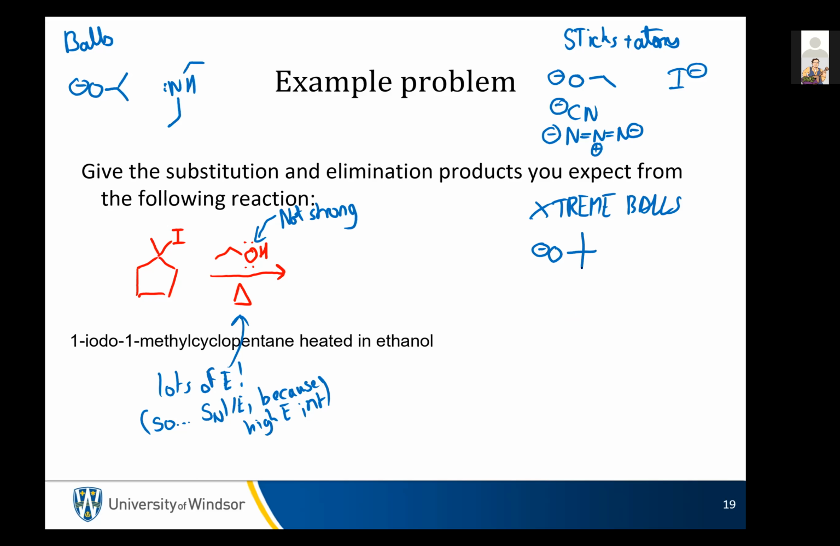And these are so ball-like that I guess you could call them super balls. I have way too much fun. So they're just very big balls. And what that means is they're really poor nucleophiles because they can't navigate their way to that antibonding orbital because they're just so big.